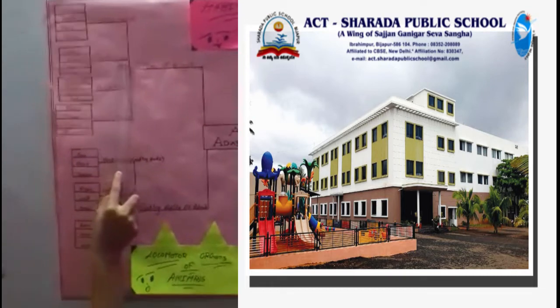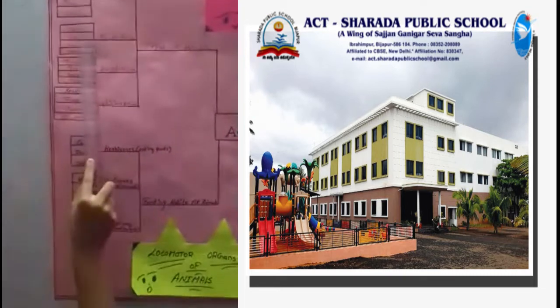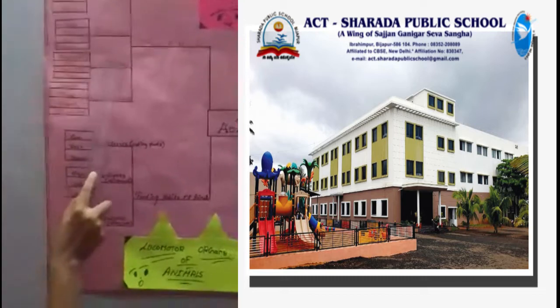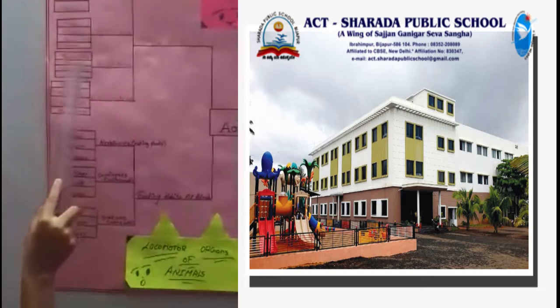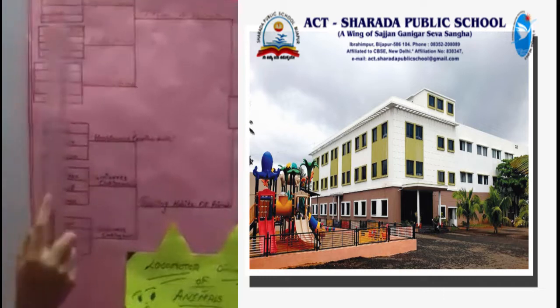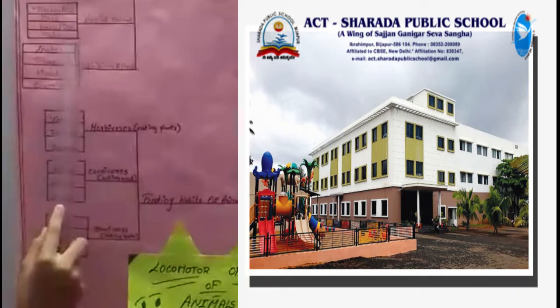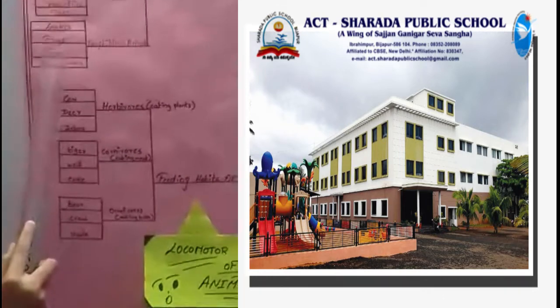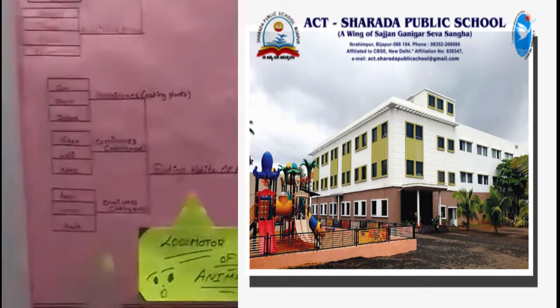And the aquatic animals, the examples are crab, fish, seal, and the shark. And the aerial animals, the examples are butterflies, bees, houseflies, and the bat. And the amphibious animals, the examples are snakes, frogs, lizards and chameleons.